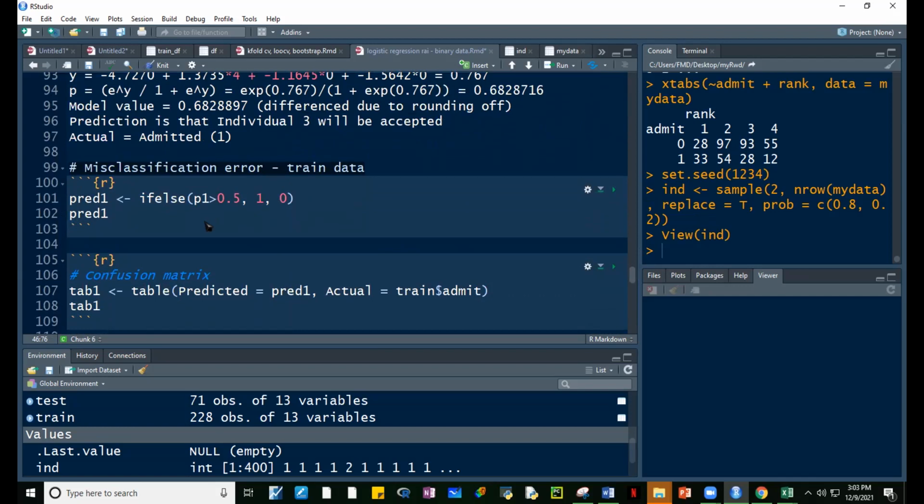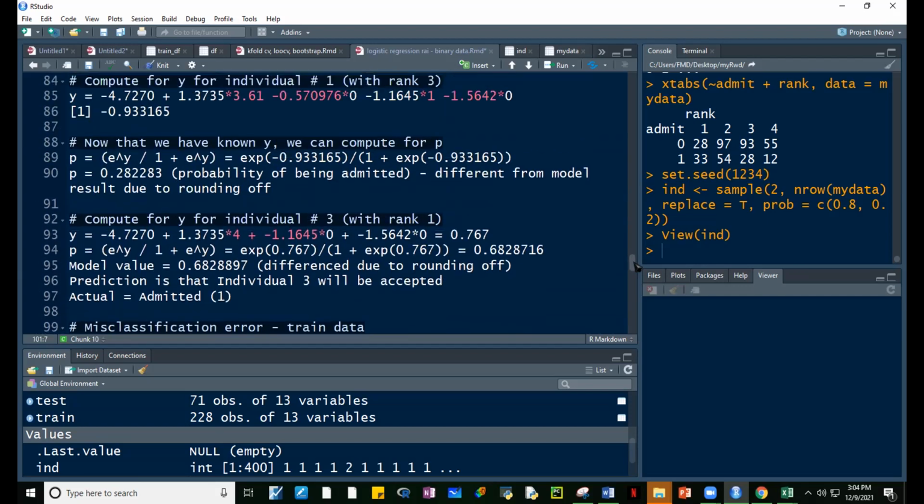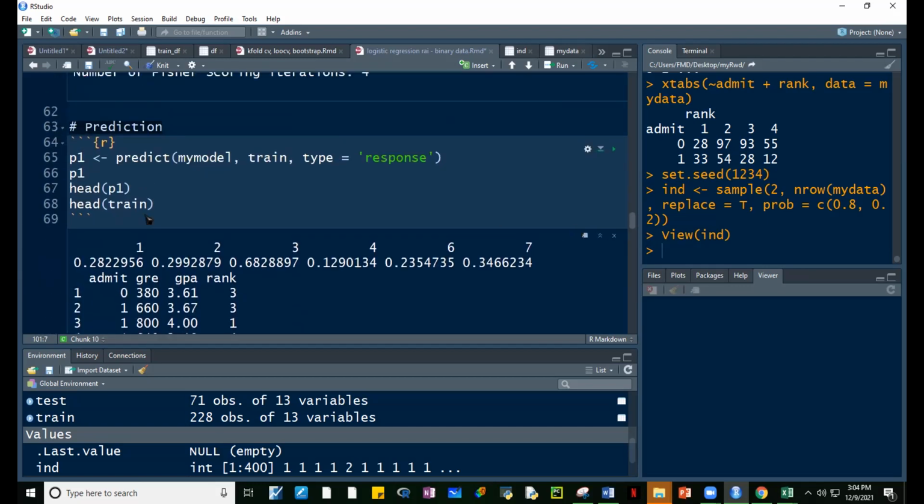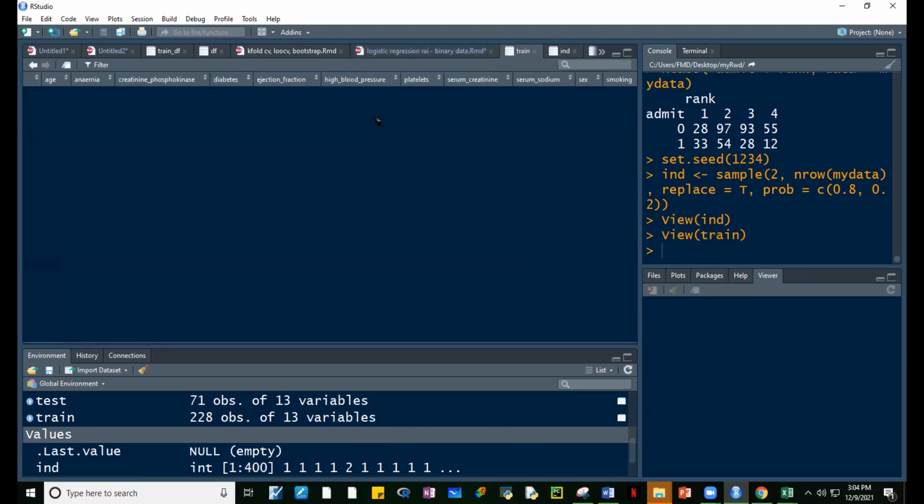So we're creating an object called pred1, and it's coming from your P1. What is our P1? This is our P1. Okay, it's predict now. We created an object called P1 where we predict using my model our trained data. Okay? The trained data, guys, let me flash this.